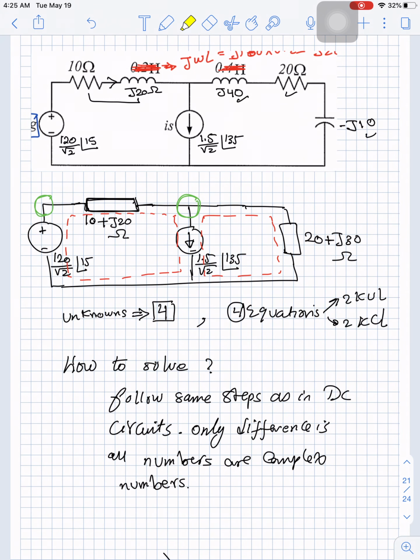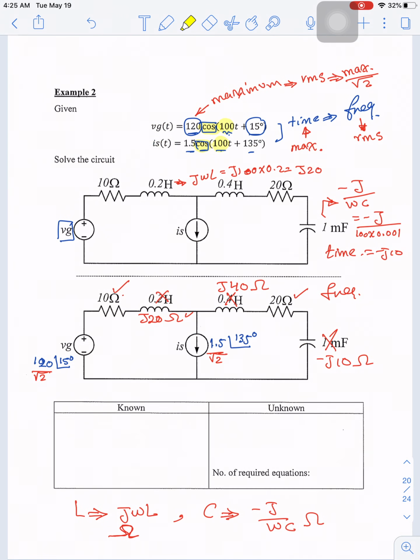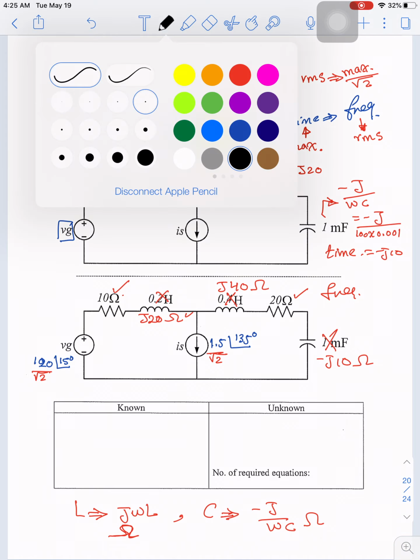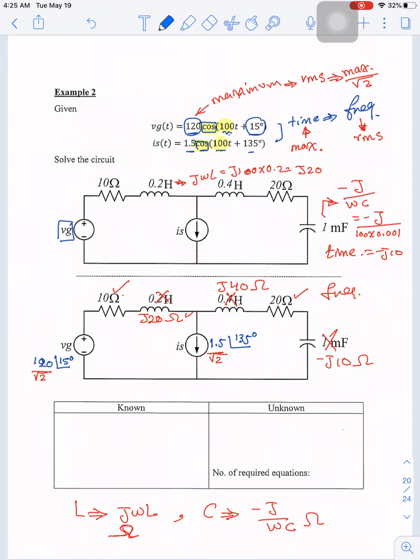Now if we go back to this circuit, how many unknowns do we have? The number of unknowns we have is the current in this branch here, the voltage across this source here, and the current in this branch here. So we have 1, 2, 3 unknowns. But don't forget that this current number 3 is I1 minus the current of this source.